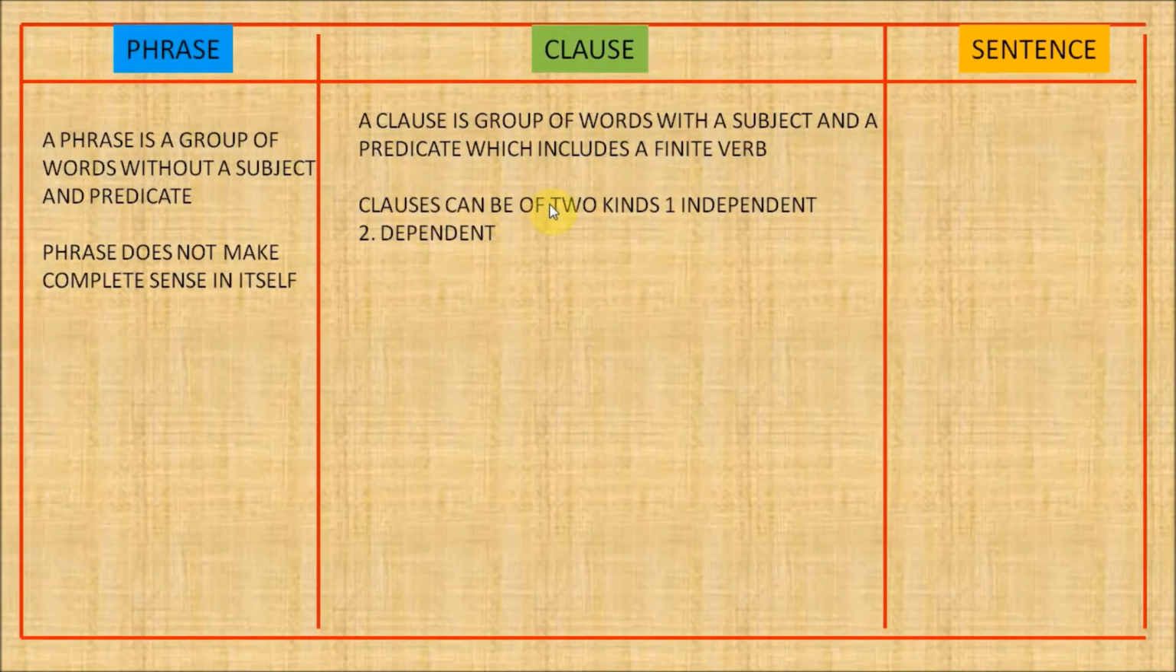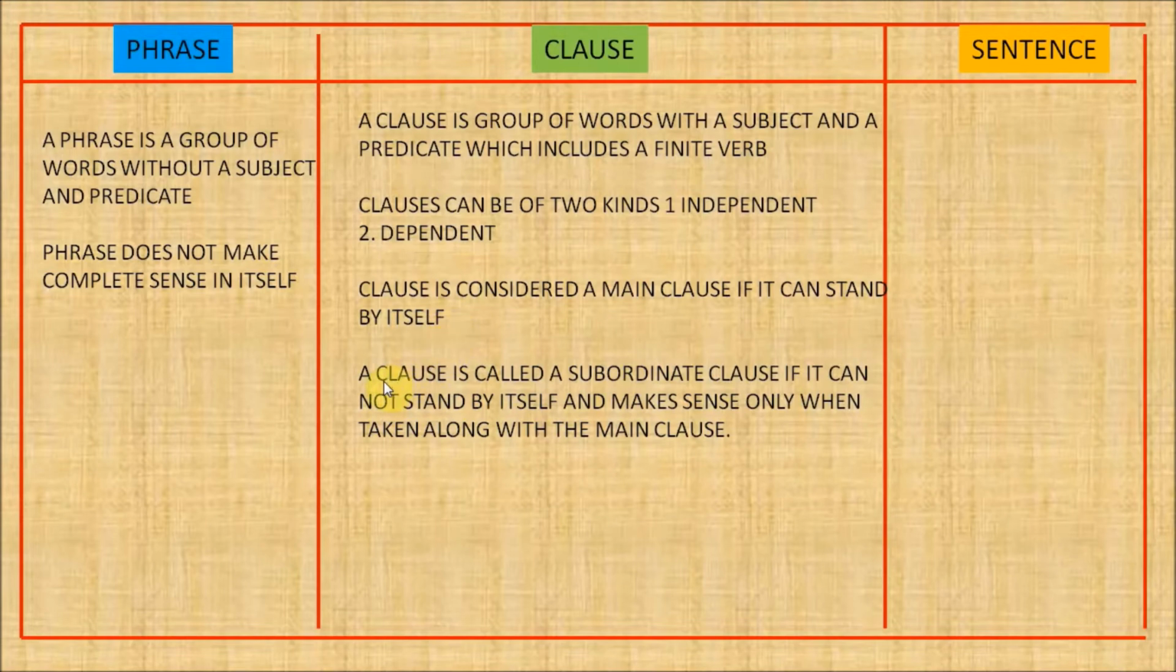Clauses can be of two kinds, that is independent, main clause, and dependent, that is subordinate clause. A clause is considered a main clause if it can stand by itself. And the next point about clause is, a clause is called a subordinate clause if it cannot stand by itself and makes sense only when taken along with the main clause.